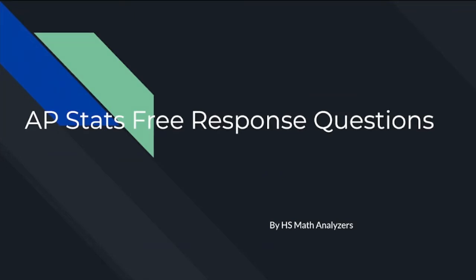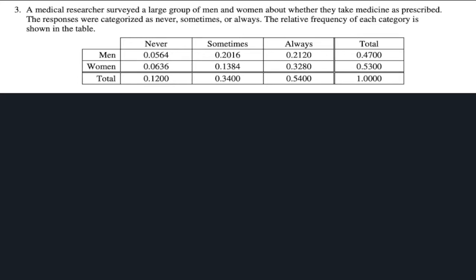Today we'll be looking at the 2019 Free Response question, question 3, in the AP Statistics test. Question 3. A medical researcher surveyed a large group of men and women about whether they take medicine as prescribed. The responses were categorized as never, sometimes, or always. The relative frequency of each category is shown in the table.